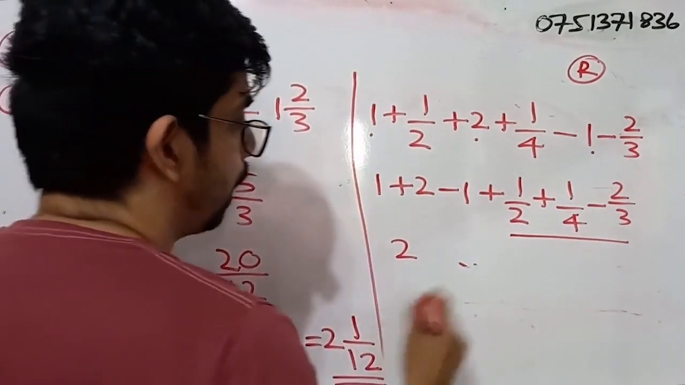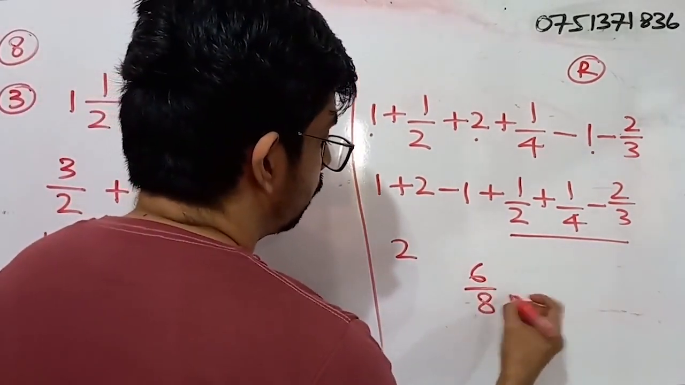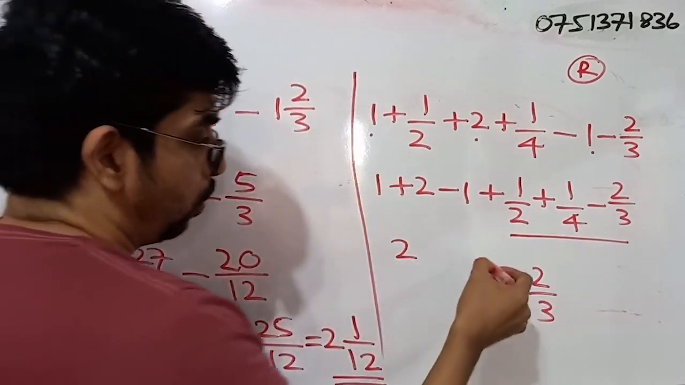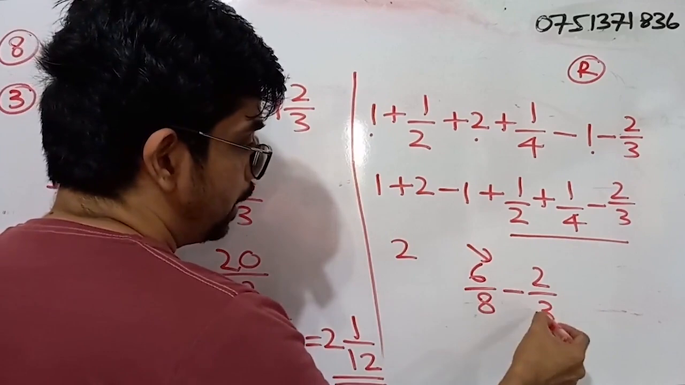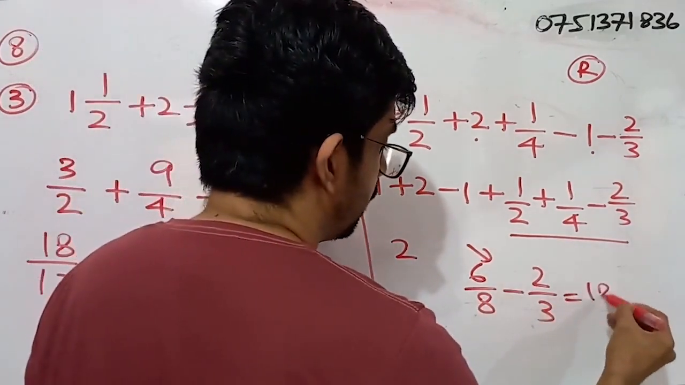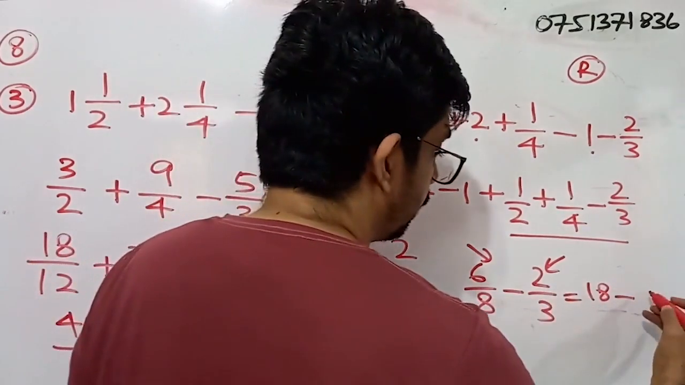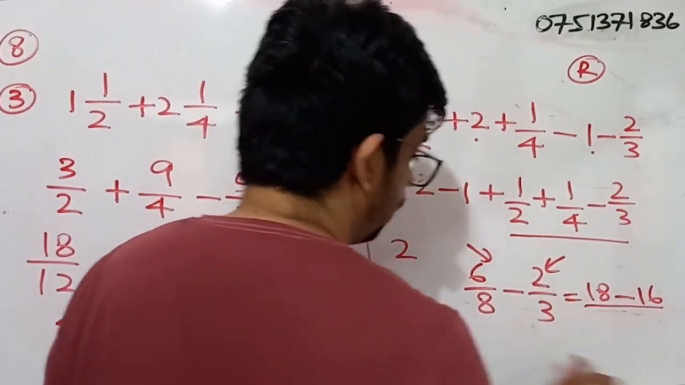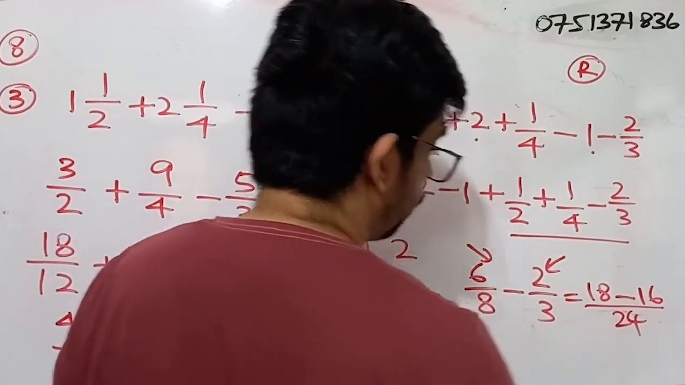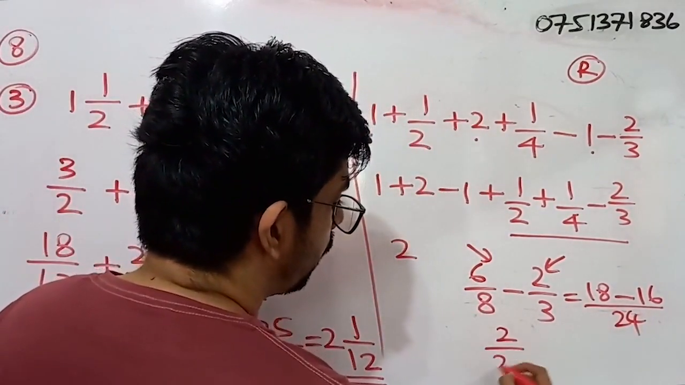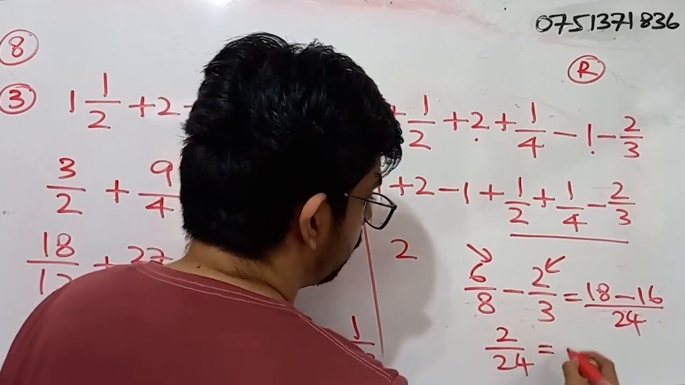Now from that we have to subtract what? 6 by 8. From that we have to subtract 2 by 3. Now cross multiply in this direction. 6 times 3, that is 18. Cross multiply in this direction. 2 times 8, that is what? 16. Then 8 times 3, that is 24. So what will be the outcome here? 2 by 24. So we can simplify this as what?